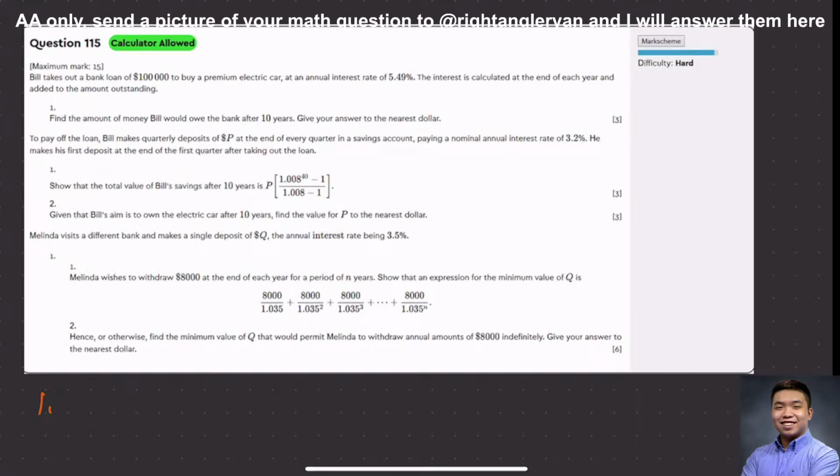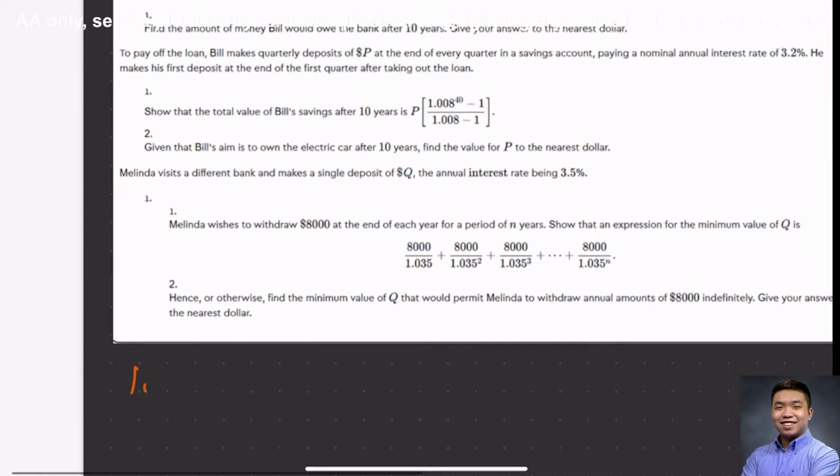The annual interest rate is 5.49. The interest is calculated at the end of each year and added to the amount outstanding. Find the amount of money Bill would owe the bank after 10 years. So we just put this in the formula, right?